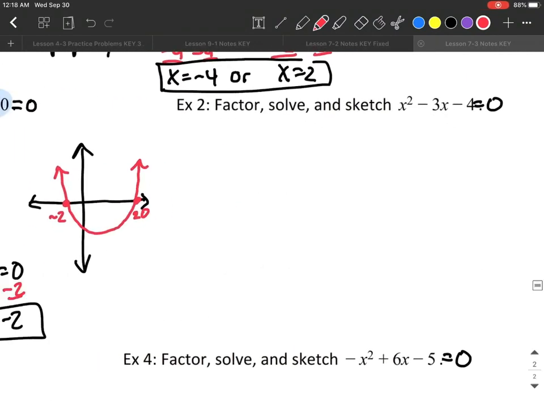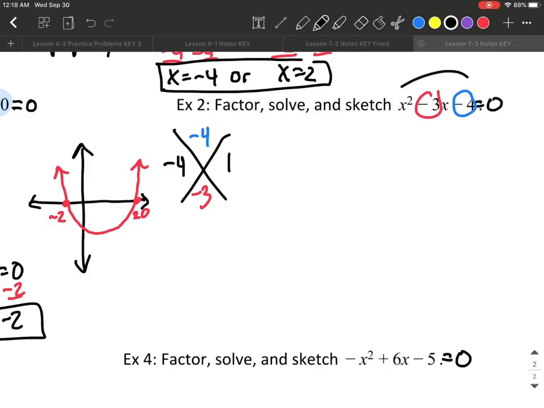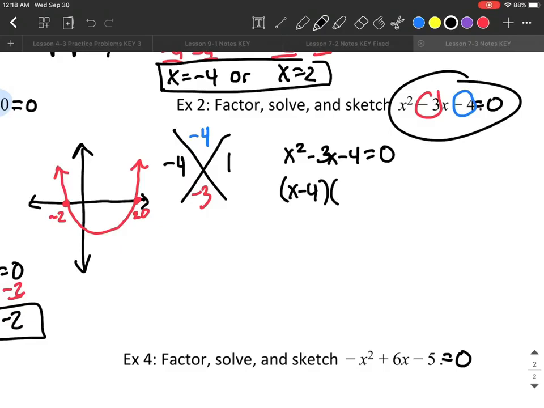All right, for example 2, I'm using my diamond to find two numbers that multiply to negative 4 and add up to negative 3. And those two numbers are negative 4 and positive 1. So I'm going to rewrite this as x squared minus 3x minus 4 is equal to 0. Oh, no, I just wrote the same thing. I'm going to take that and rewrite it as x minus 4 times x plus 1 is equal to 0. I just took these numbers and I put them in my factored form.